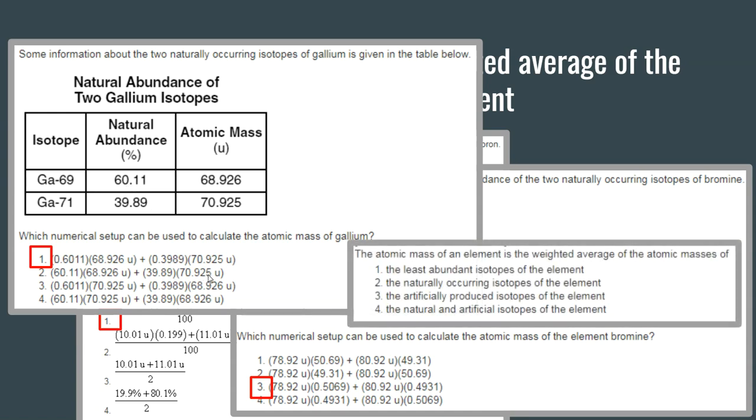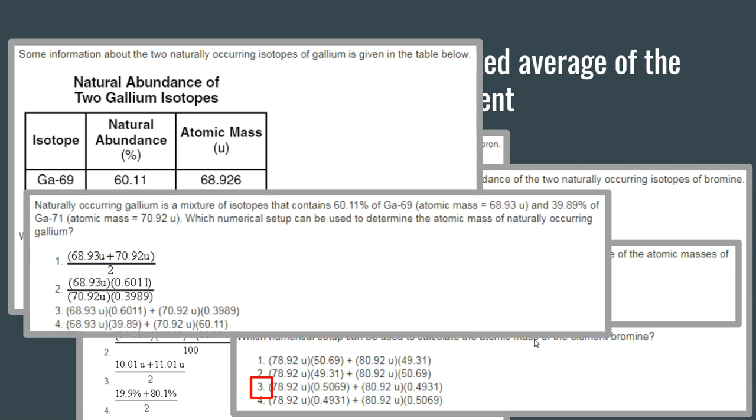Let's try another problem. The atomic mass of an element is the weighted average of the atomic masses of, and again, this is just a definition question. Please note that answer choices include the words naturally, which means occurring naturally in nature, and artificially, which means man-made. Okay, weighted average is calculated by taking the average of the atomic masses of the naturally occurring isotopes of the element, not the artificial ones.